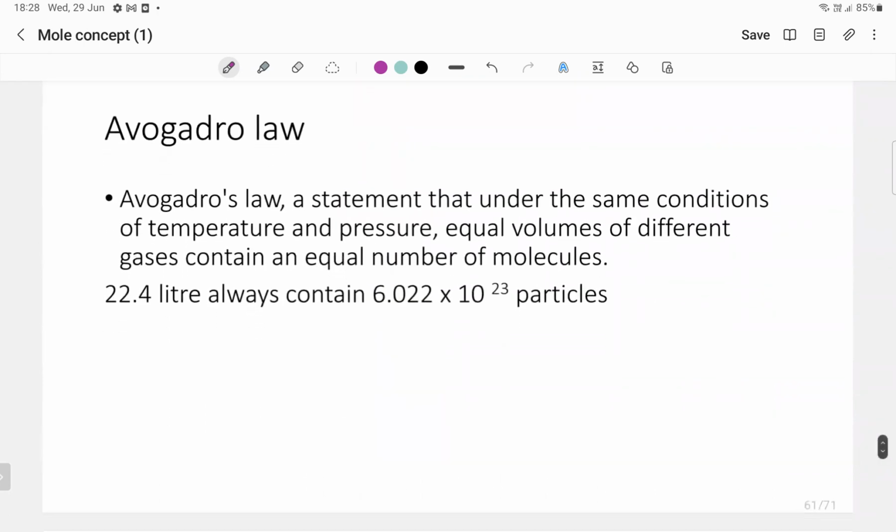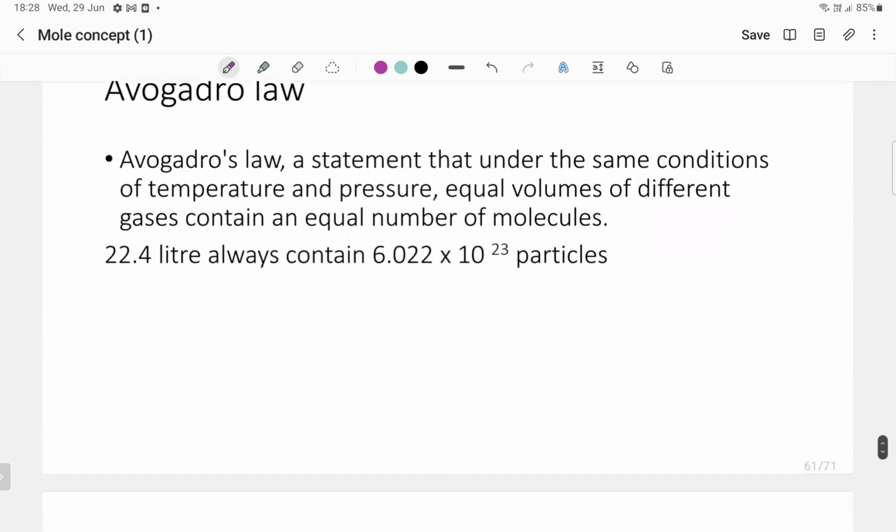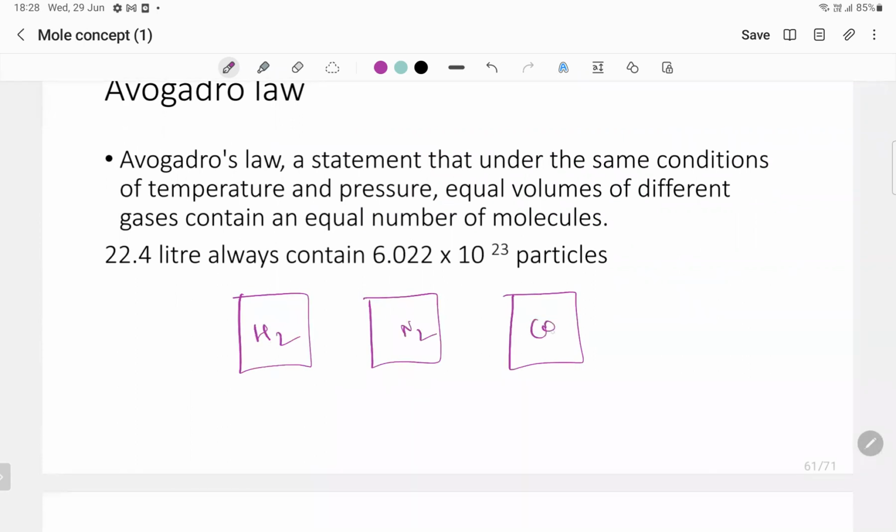In this Avogadro's law, what I am trying to say is there are 3 chambers. In the 3 chambers, here there is H2 gas, hydrogen gas, here there is nitrogen gas, here there is carbon dioxide gas. H2 is the smallest molecule. The chambers have equal volume. Look at all this. The statement: the same condition of temperature, standard temperature.